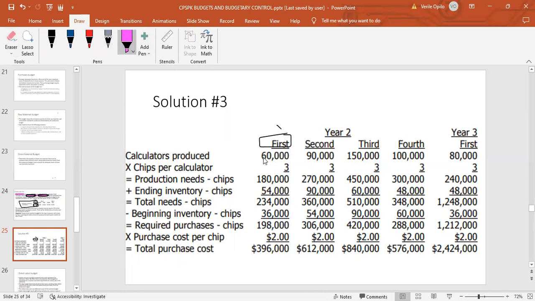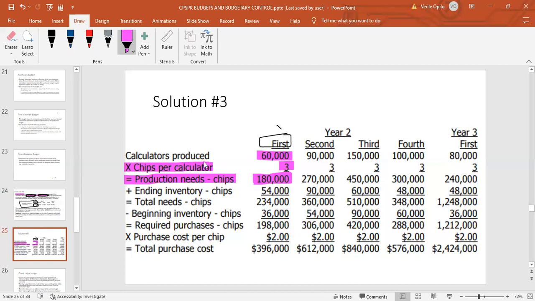So we will start with the details about the calculators to be produced. In the first quarter, we are producing 60,000 calculators, and each calculator requires how many chips? 3 chips. So how many chips do we require to produce these 60,000 calculators? It means that it will be 60,000 times 3. That should give us 180,000 chips that will be required.